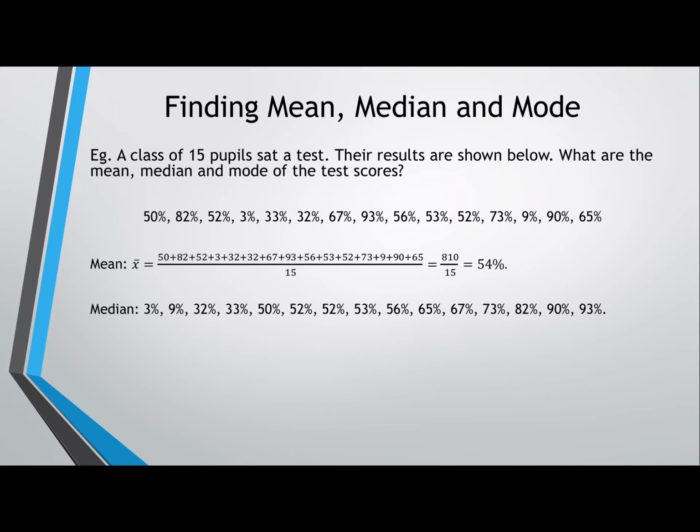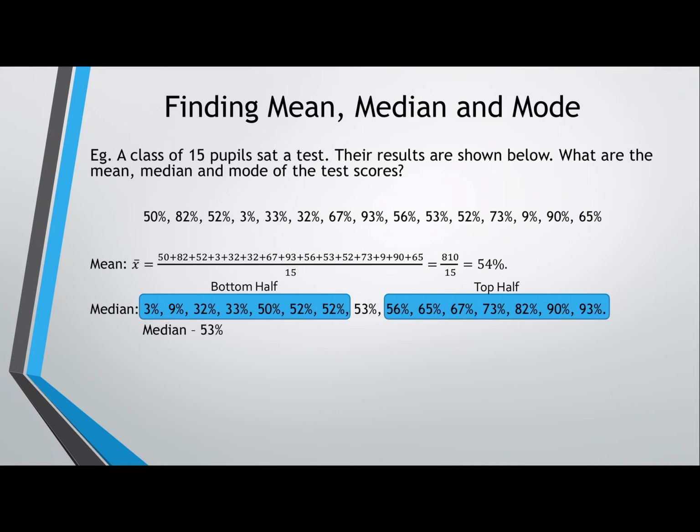Median: first things first, we need to put them in order from smallest to biggest. So you'll see in this case they're in order, 3, 9, 32, 33, 50, whereas in our original list the numbers were in any random order. Now we can find the middle by splitting it into our top half and our bottom half. We've got 7 numbers as part of our bottom half, 7 numbers in the top half, and the number in the middle, left on its own, is our median. So our median is 53.